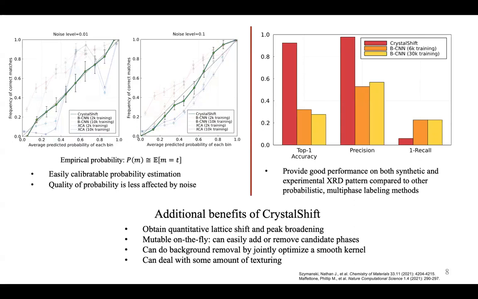The additional benefits of this CrystalShift method are that we can have quantitative lattice shift and peak broadening, and it's mutable on the fly because we can just remove and add phases without needing to retrain a neural network. We can also jointly optimize a smooth background. And we can deal with some amount of texturing, just the peak ratio. If the peak ratio isn't ideal, we can still deal with that.